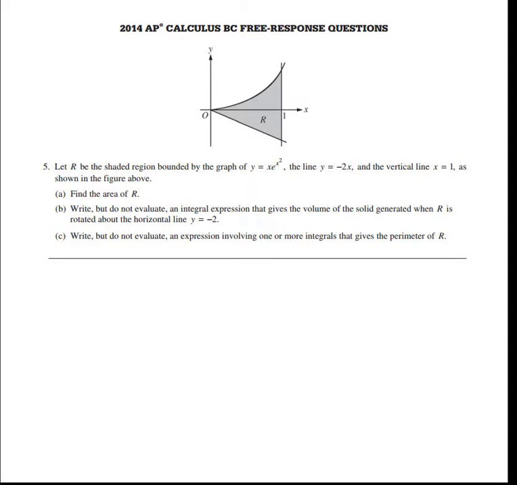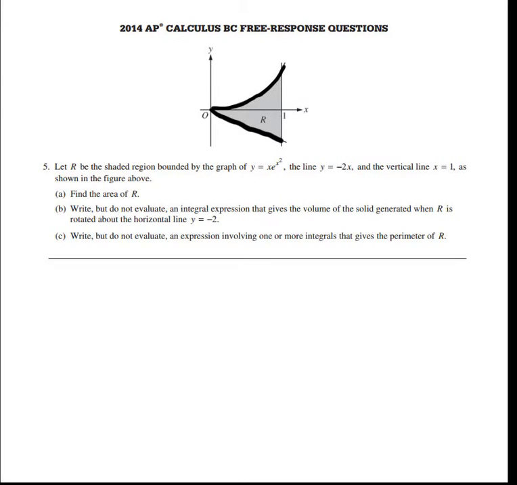Finally, we can move on to part C. Part C asks us to write but not evaluate an expression involving one or more integrals that gives the perimeter of R. If we look back at the graph and the shaded region R, we can find that the perimeter of R is composed of 4 segments. The first segment is composed of the arc length from 0 to 1 of y equals x times e to the x squared. The second segment is composed of the arc length from 0 to 1 of y equals negative 2x. But people commonly miss the third and fourth segments.